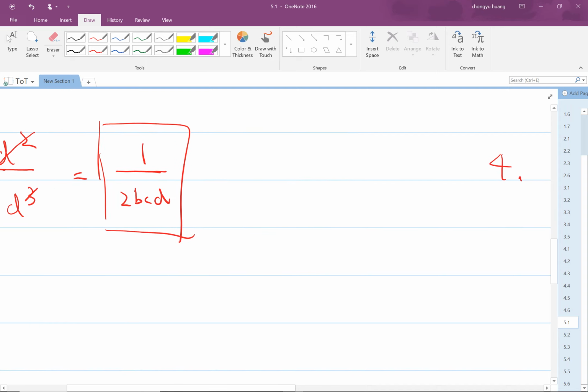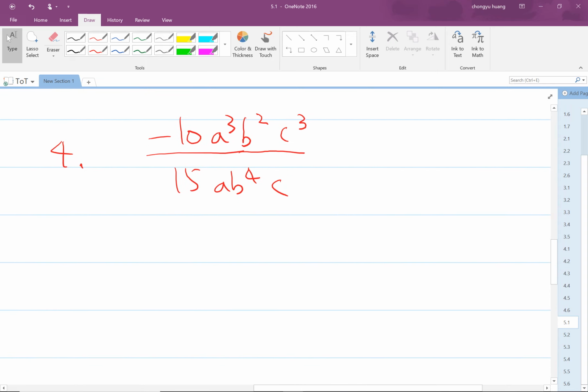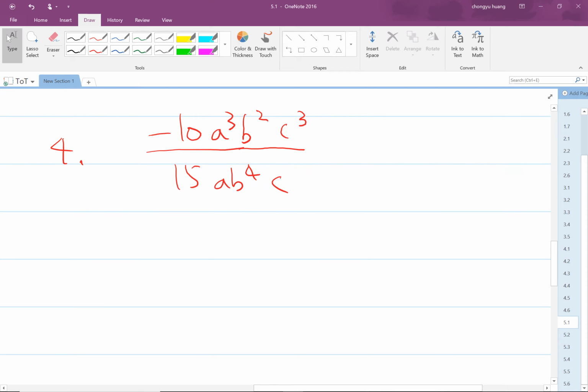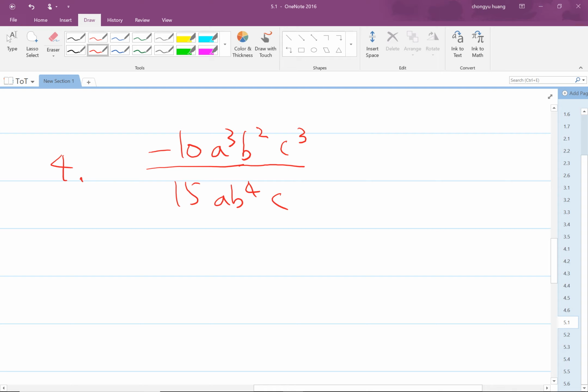So let's move into question 4. Question 4 is kind of the same way, and we're going to finish this question with the fast way as well, okay? At the top we have a negative 10, so we can cancel out 10 and make it become 2, and the bottom 15 will become 3, right? You all know that 10 is equal to 5 multiplied by 2, and 15 is equal to 5 multiplied by 3. So 5 gets cancelled, and the thing left is 2 and 3.